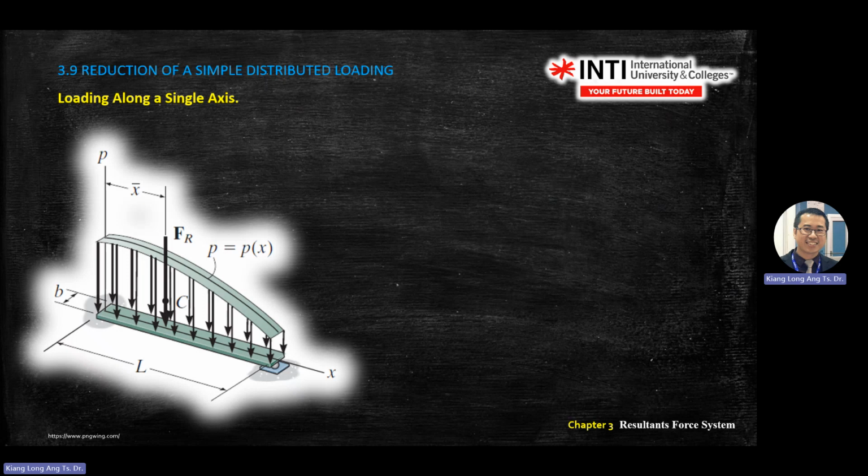Distributed load, don't worry, they already have a table to help you find the location. There's a formula given on how to find the X bar and so on. You don't need to memorize. You only need to know there's a table for you to refer to. The table will be given at the back of the question. To find the location, find this shape, then you refer.